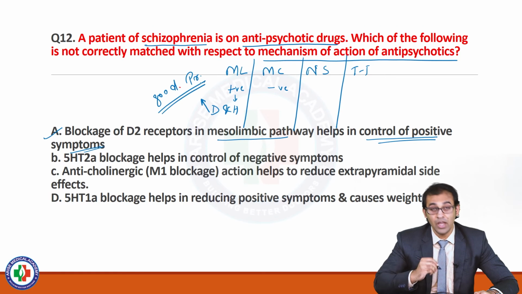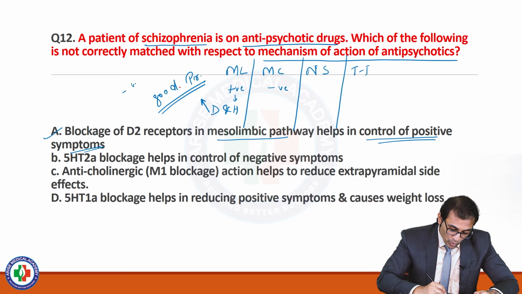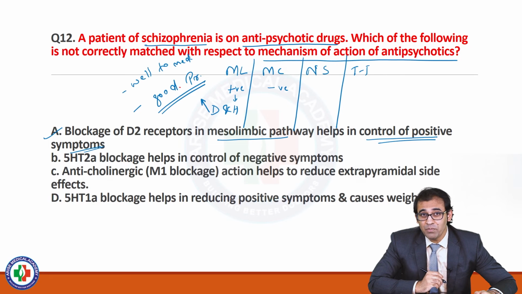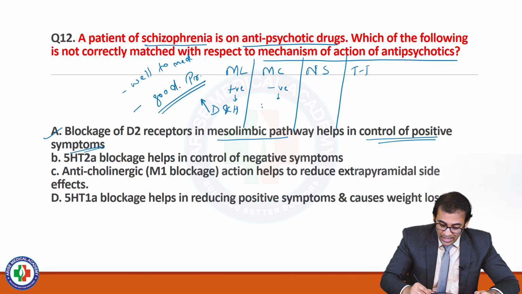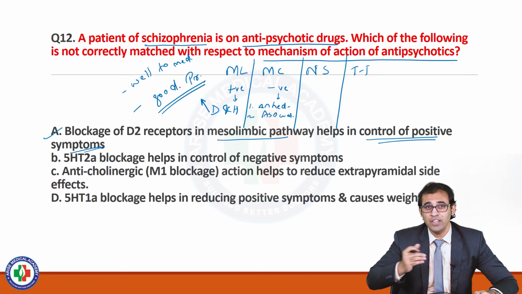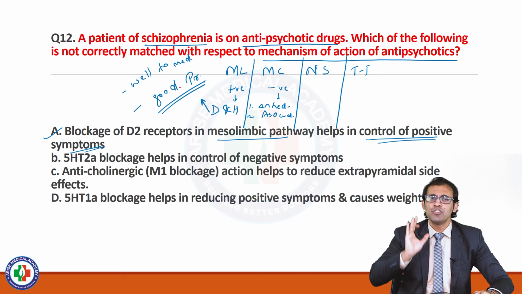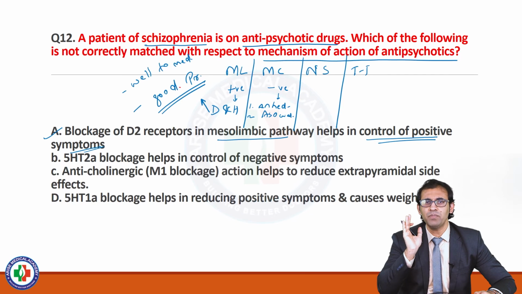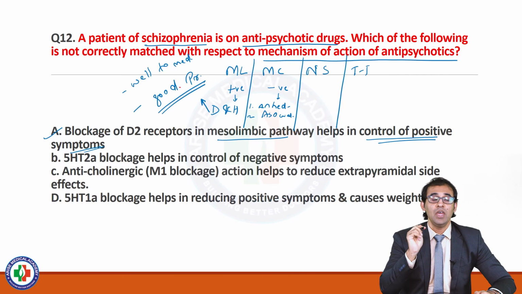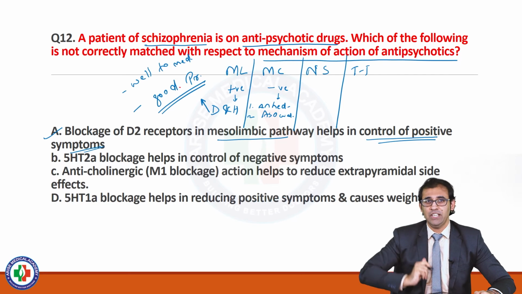Good prognosis. They respond well to medication. Very good. Now, what about negative symptoms? Negative symptoms like anhedonia, asociality, aphasia, alogia, avolition. These are negative symptoms. So, if a patient is having negative symptoms, bad prognosis. They do not respond well to medication.